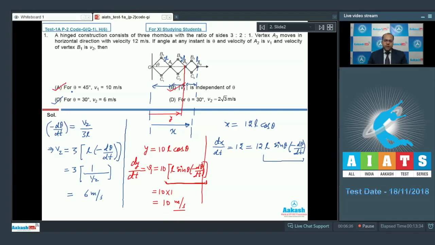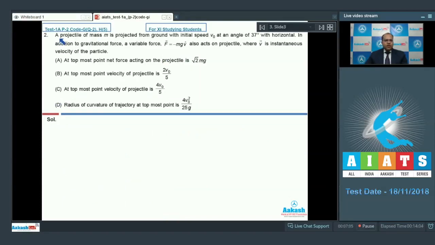Let's move to question number 2. In question number 2, a projectile of mass m is projected from ground with initial speed v0 at an angle of 37 degree with the horizontal. In addition to gravitational force, a variable force F vector equal to mg times minus v cap also acts on the projectile, where v vector is the instantaneous velocity of the particle. Then we have to check the validity of given statements.